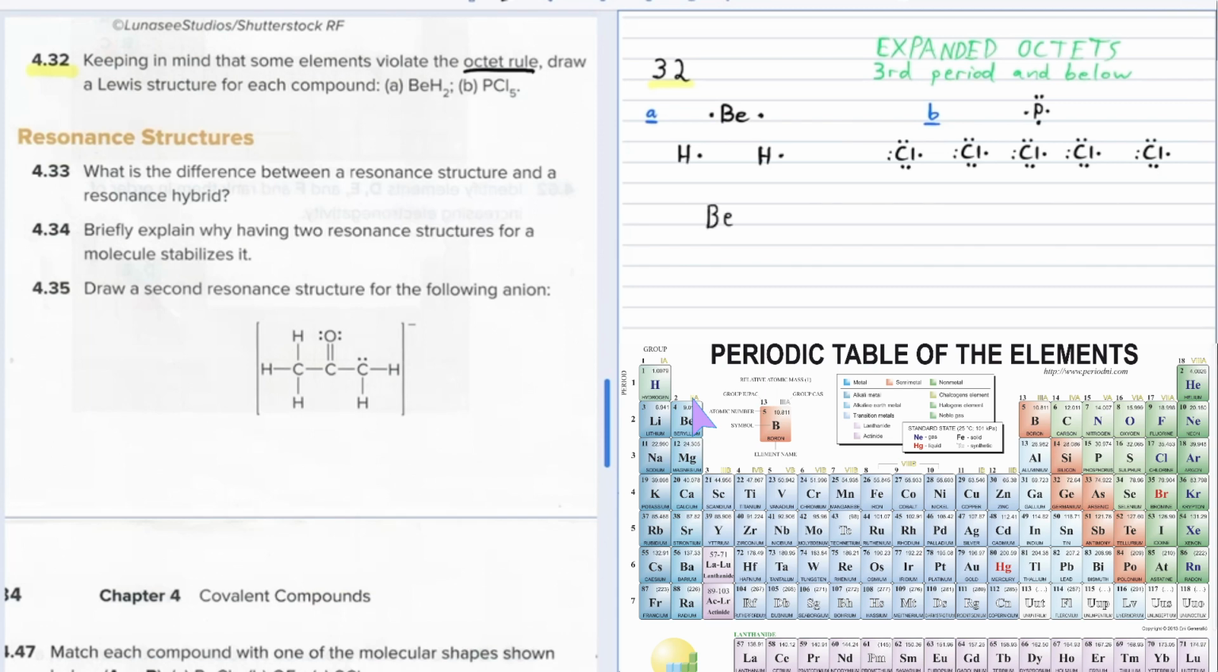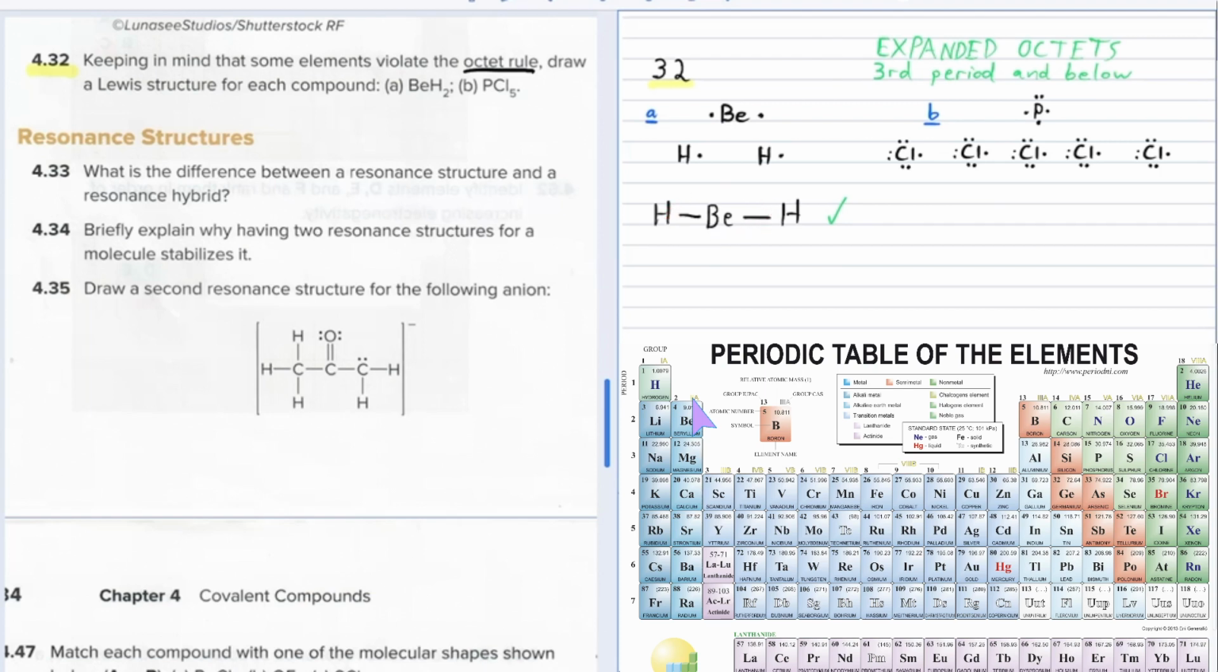You can first position the atoms if you want. So you put the hydrogens on either side where it's pretty obvious they're going to go. Okay, so there you go. The bonds are ready to be formed. Let's go ahead and form the bonds. And that is the correct Lewis structure for beryllium dihydride. And you can see that beryllium, after bonding, has 4 electrons around it.